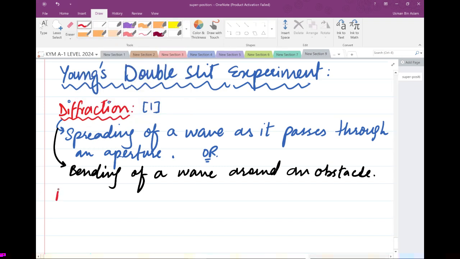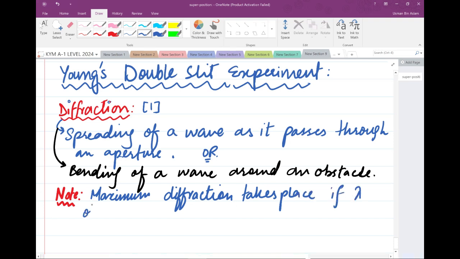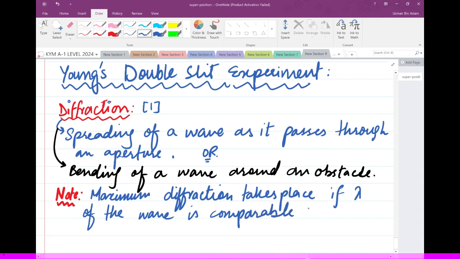There's a necessary condition for diffraction. Note, maximum diffraction takes place if the wavelength of the wave is comparable to the size of the aperture.